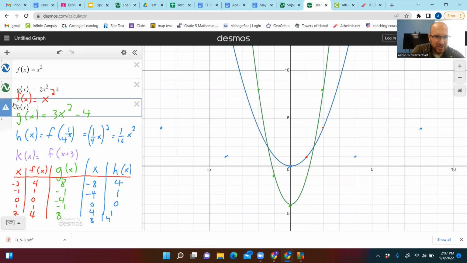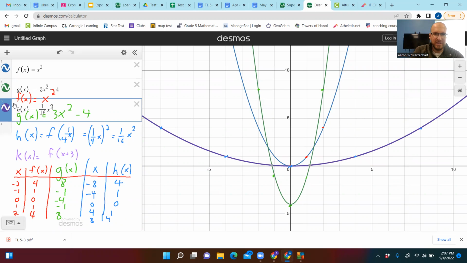I could also enter it as a vertical compression, and yes, 1/16 does look like a vertical compression, but when I plugged it in here, that's how it became 1/16. So my horizontal stretch was like a vertical compression after I squared it. Okay, it has to be applied on the inside.